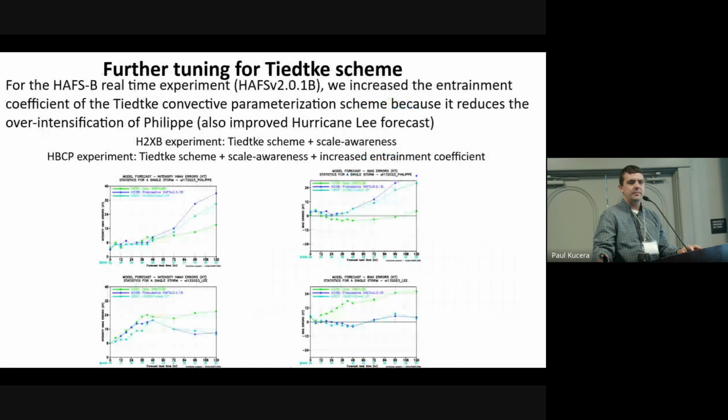And so in our retrospective testing we did prior to the season, we saw that including this modification to the detrainment in TDK basically led to a pretty good improvement beyond just the baseline version. And so this is something that we incorporated into the real-time testing that we did this summer. And as you saw in my talk yesterday, we had very promising intensity results with pretty solid improvement overall over the operational version.